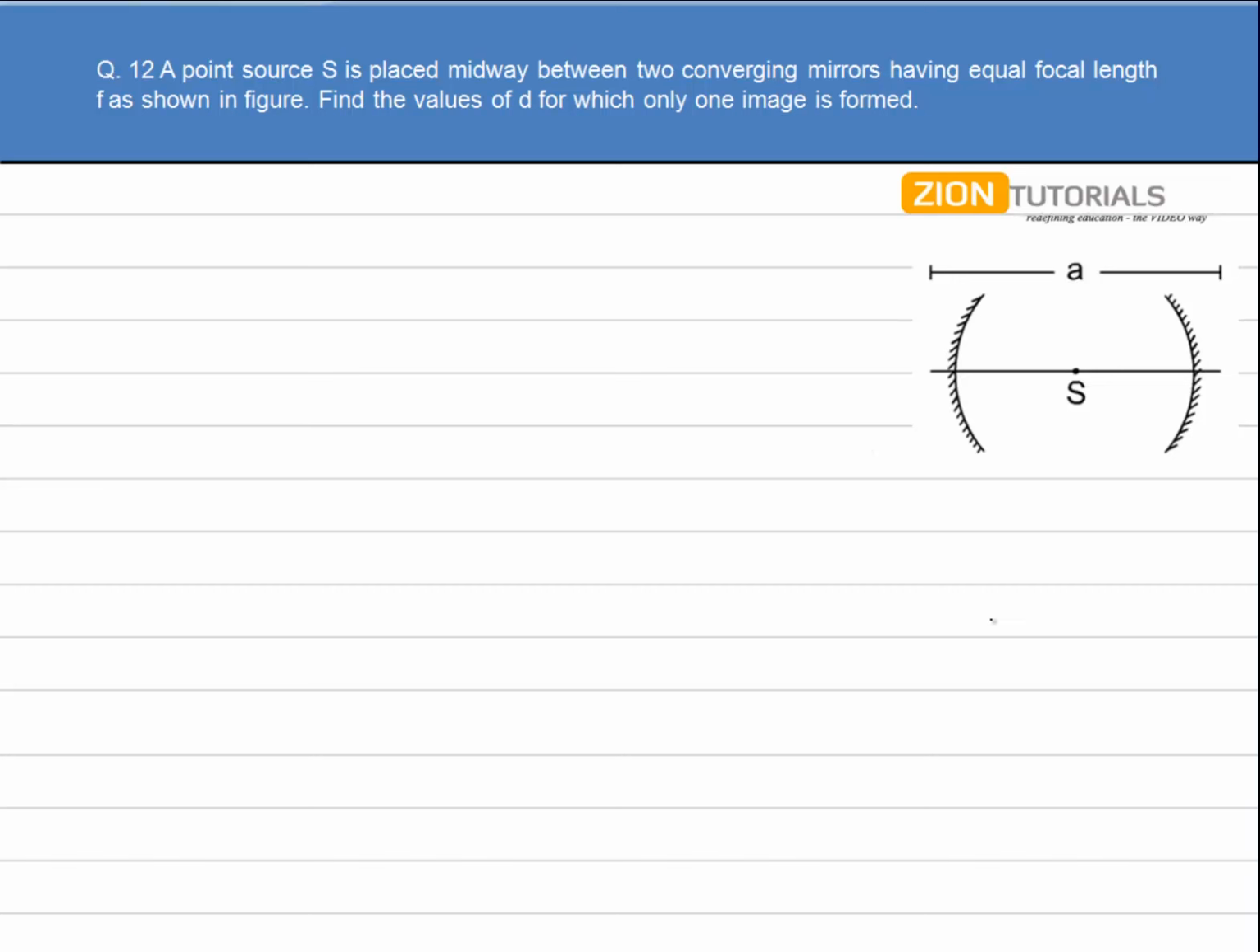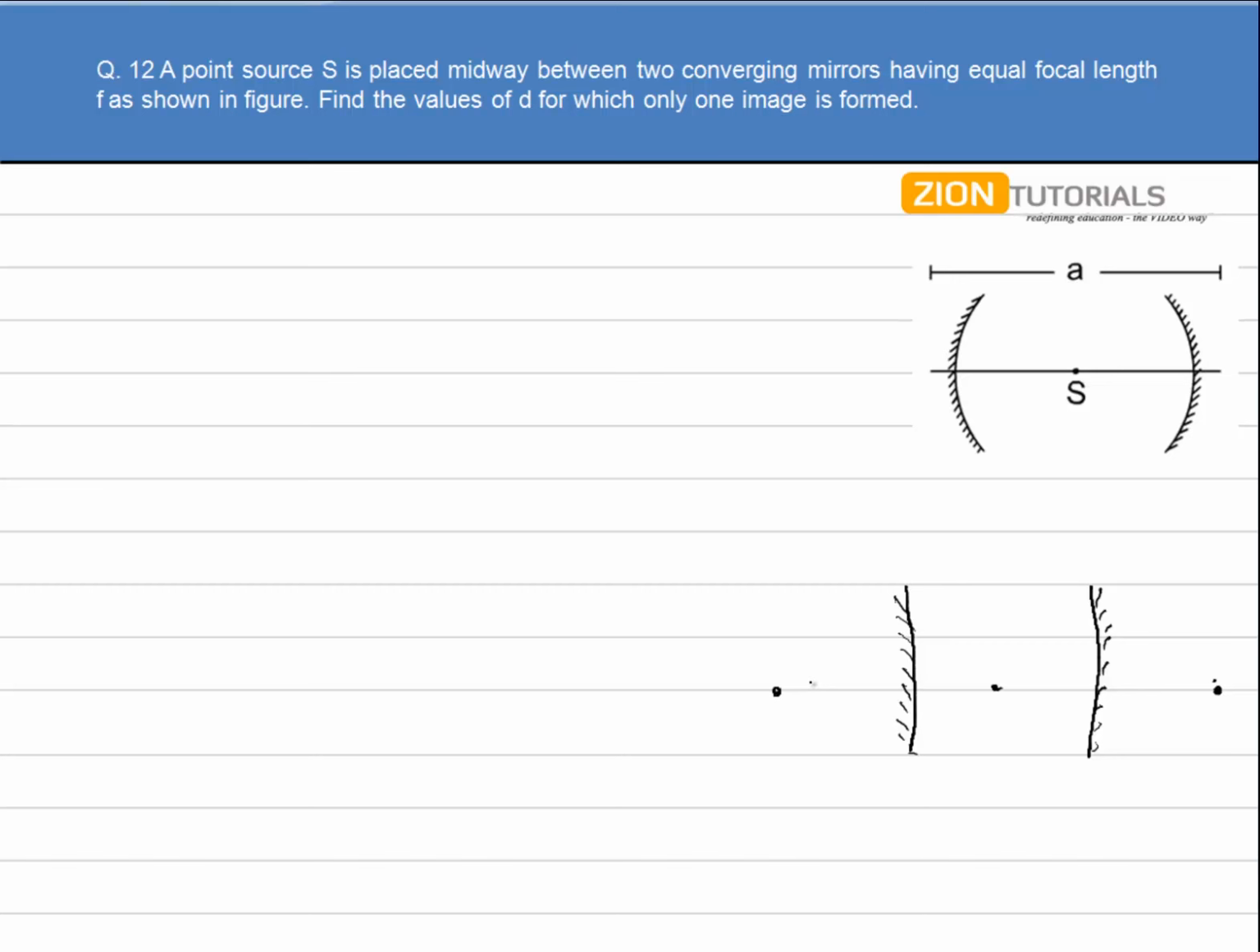What happens usually is that, let's say this is my object. I place it in front of, let's suppose, a plane mirror. So an image of this object will be formed somewhere on this side. Now I place another mirror, the same plane mirror, on this side. Now this object is in front of this as well as this, so this plane mirror will form an image of this object, and this plane mirror will form an image of this object.